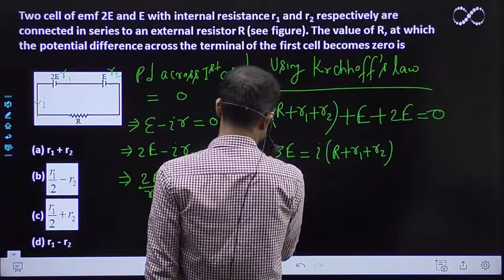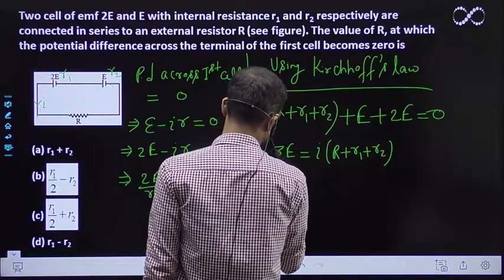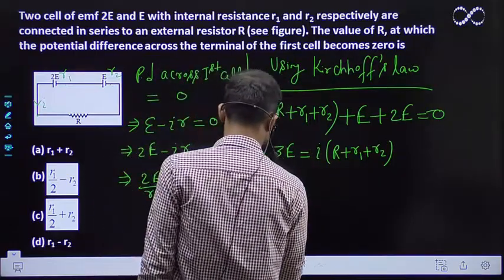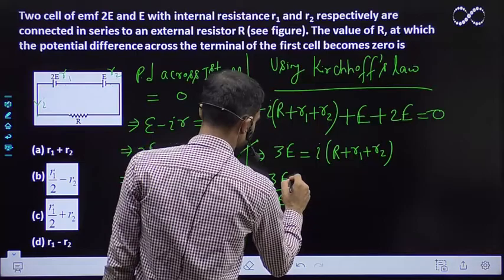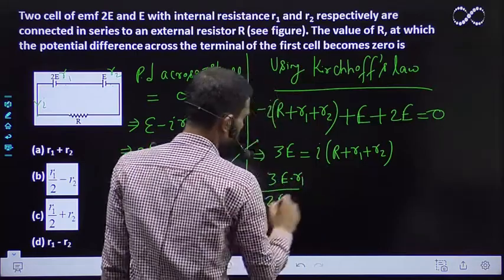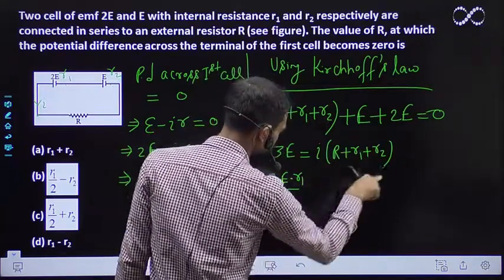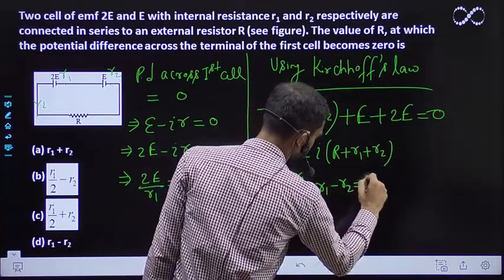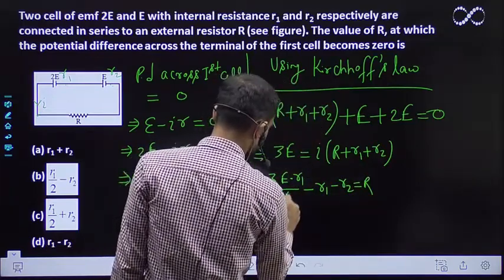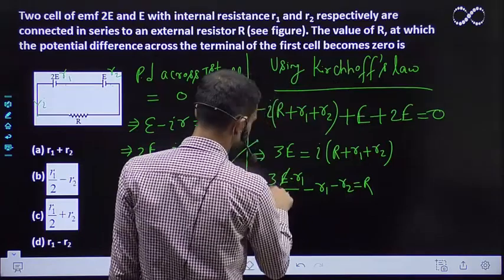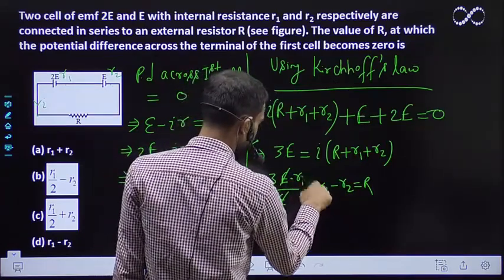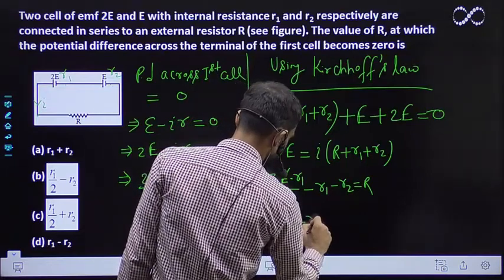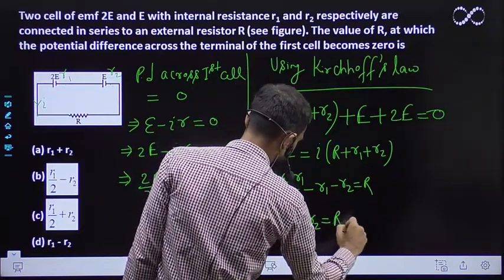Now I know the value of I. So 3E upon value of I know 2E upon R1. Okay, now this can also be taken this side, so this will become R1 minus R2 is equal to capital R. Now if you will see, this will get cancelled out. Now this will become 3 by 2 R1 minus R1. So this will become R1 upon 2 minus R2. So this will become R. So this is the answer.